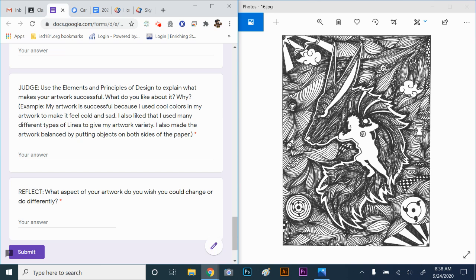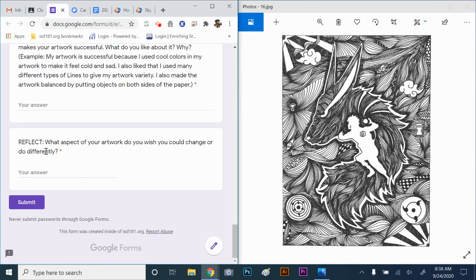So that's 1 statement, and that used an element. Now I need another statement that uses at least a principle. So I might say, I really like the way my ribbons create movement in the background. So movement is a principle. So if you make 1 or 2 statements here, as long as there's one element and one principle in your answer, then you're going to get the points for that.